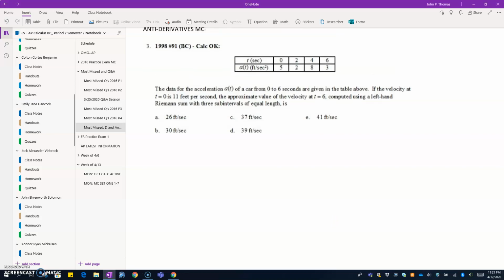Okay, so we're going to move on to one of the problems from the antiderivatives multiple choice. This was one of the most missed questions. It was number 3. This one says the data for the acceleration a of t of a car from 0 to 6 seconds are given above.